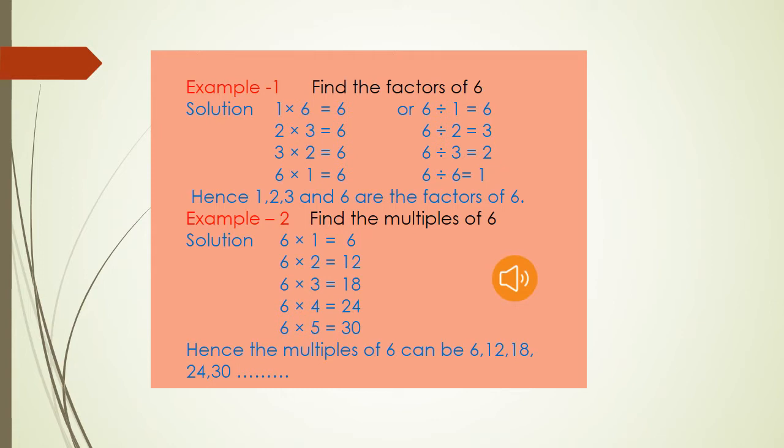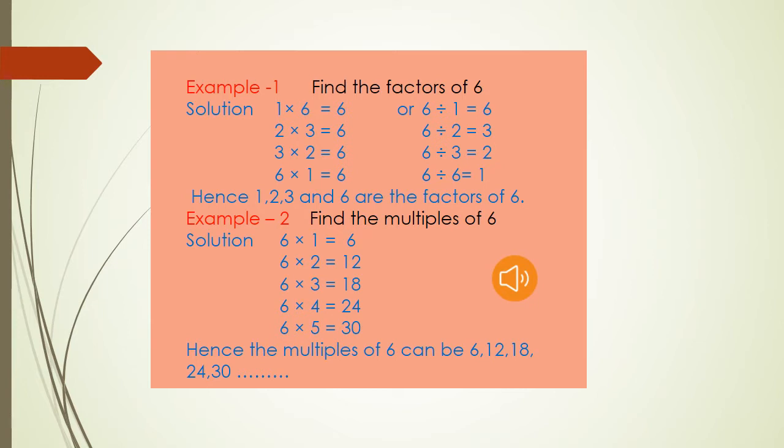So 1 into 6 is equal to 6, 2 into 3 is equal to 6, 3 into 2 is equal to 6 and 6 into 1 is equal to 6. Or we can say 6 divided by 1 is equal to 6, 6 divided by 2 is equal to 3, 6 divided by 3 is equal to 2 and 6 divided by 6 is equal to 1. Hence we can say 1, 2, 3 and 6 are the factors of 6.